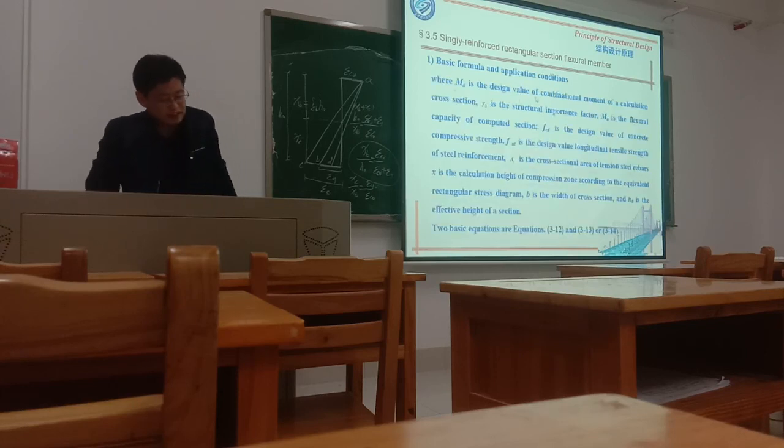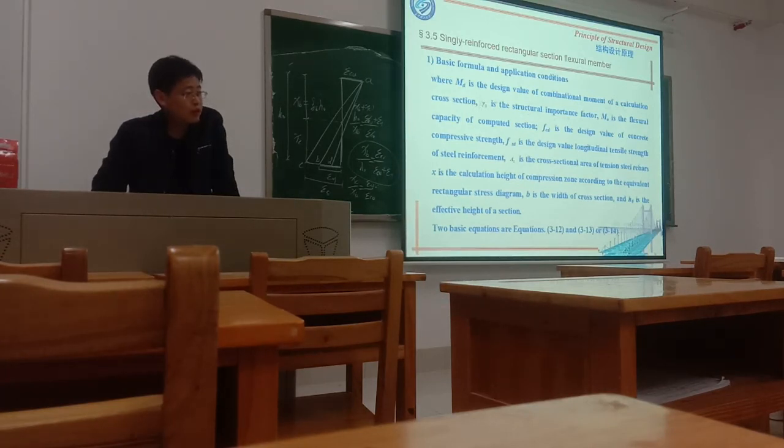Where Md is the design value of the combined moment for the calculated cross section. Gamma zero is the structural importance factor. Just to remember, what's the value of gamma zero? Gamma zero is the importance factor of the structure. So what's the value of gamma zero? What was introduced before?